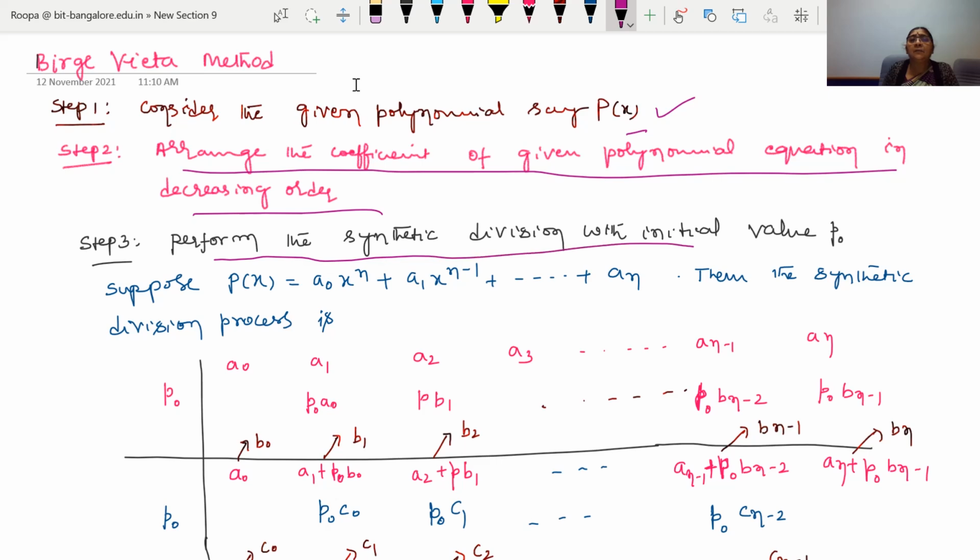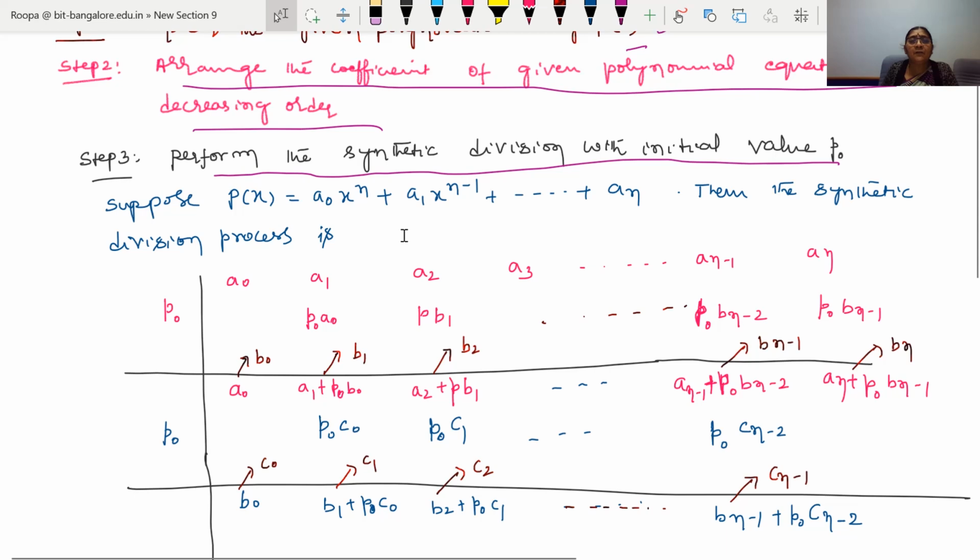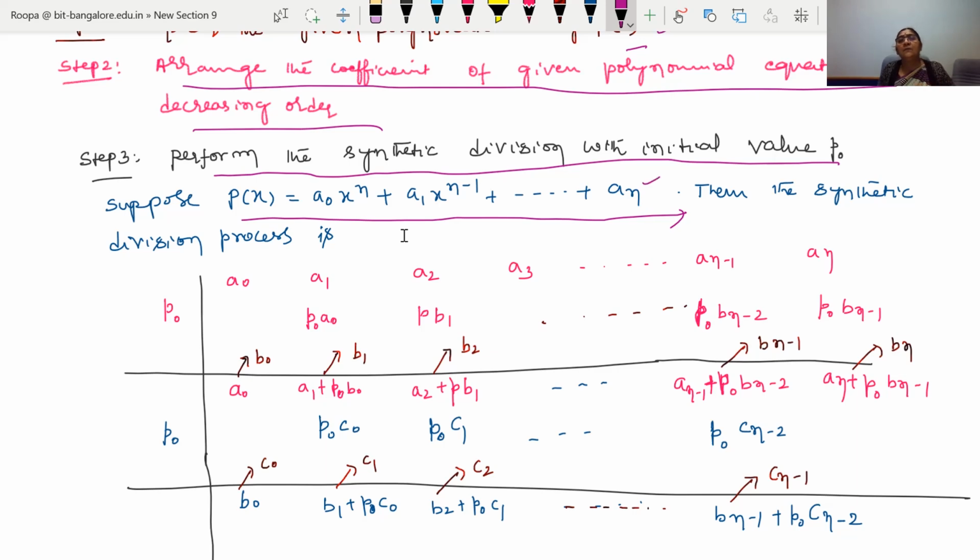Next, perform the third step: perform the synthetic division method with initial value p0. We have to frame a synthetic division table. Before writing the table, first write the polynomial in decreasing order, and then write the coefficients. The highest degree coefficient is a0, the next highest degree coefficient is a1, and so on. Here we consider a polynomial of degree n. In the synthetic process, first you write the coefficients in decreasing order. If any coefficient has a negative sign, write the negative sign along with that value.